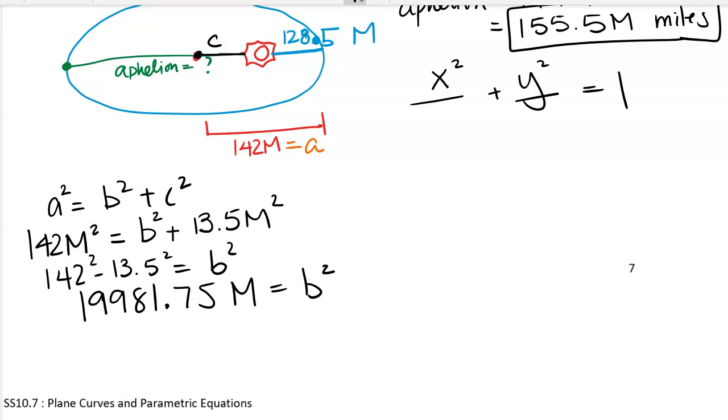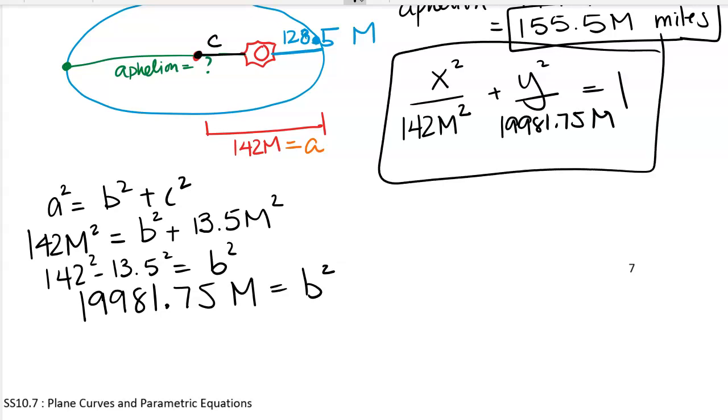All right, which one gets the a squared? X. So I'm going to write 142 million miles squared. And then y squared gets the b squared. Yeah, so 19,981.75 million miles is that one. Do I need to square that number? No, because it's already b squared. Box that up. That's an egg roll.